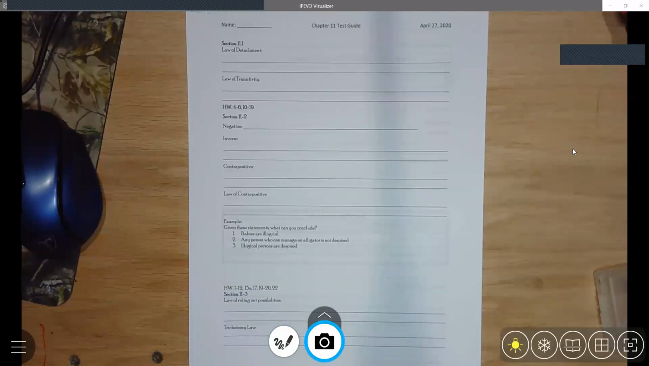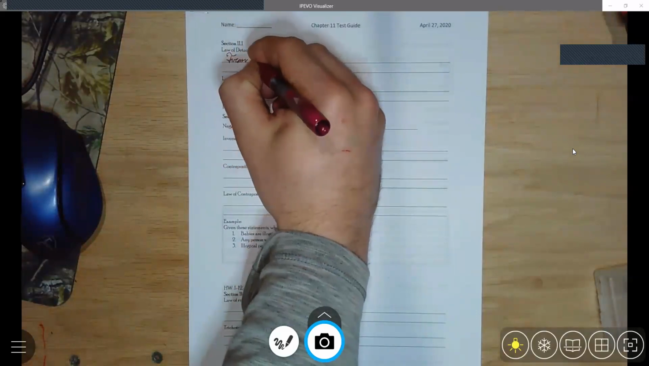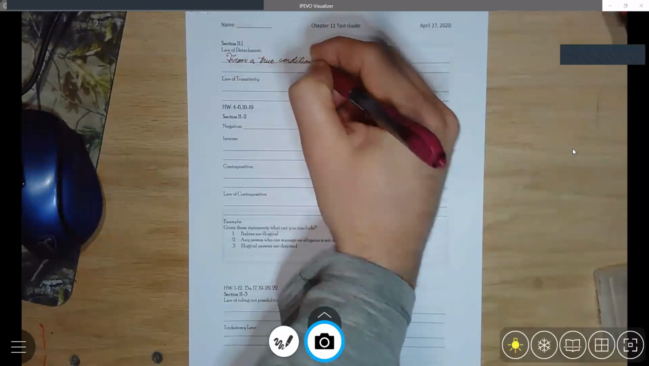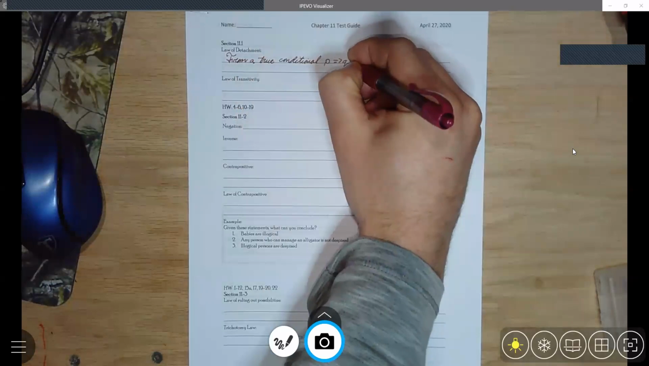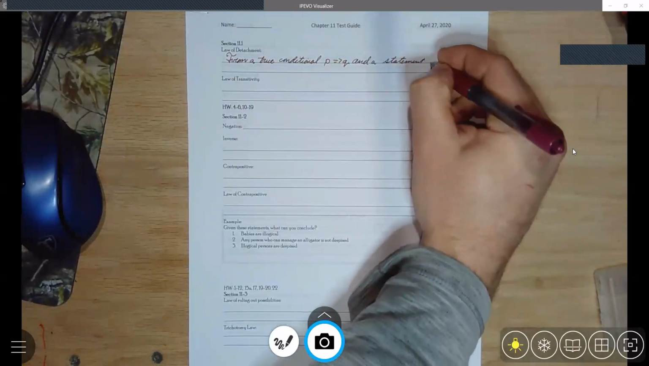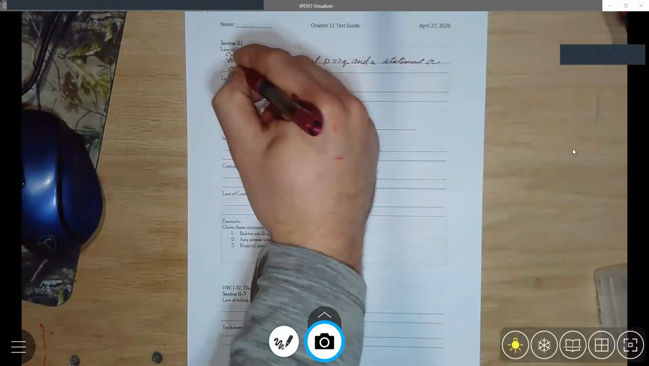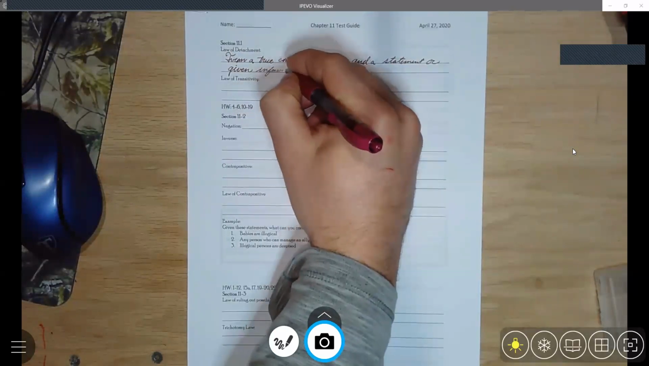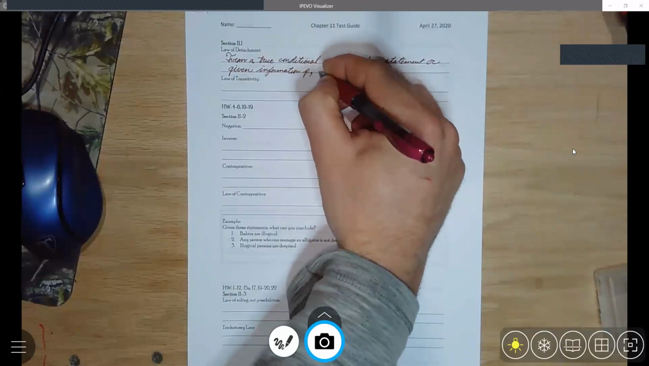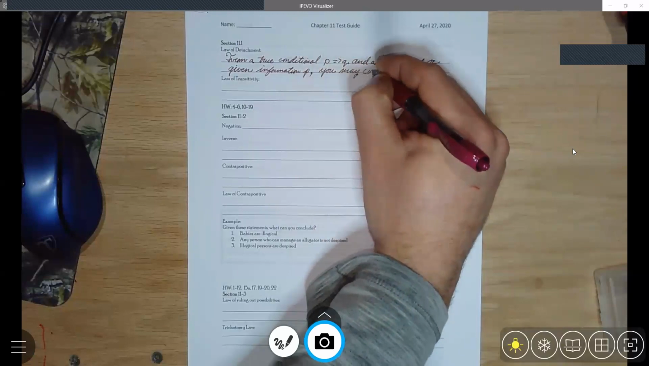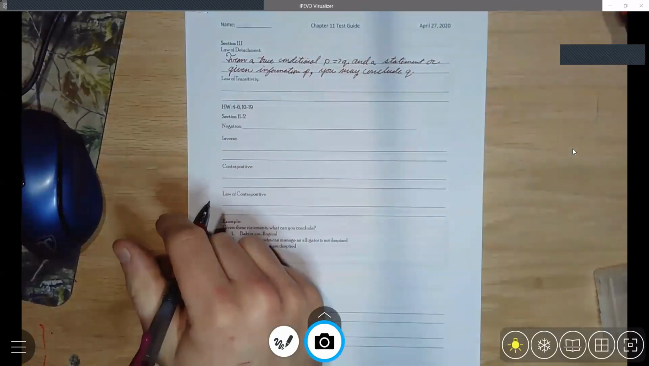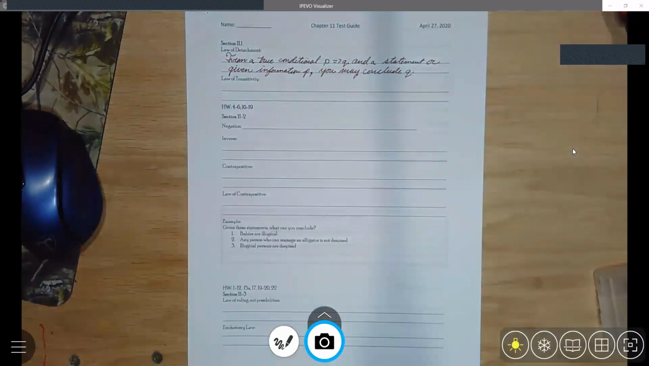So the first one is the law of detachment. From a true conditional, remember, true conditional means there's no counterexamples, P implies Q, and a statement or given information P, you may conclude Q. All right, that's a really mathematical way of saying that if you have a true conditional, if you know P is true, then Q must also be true.